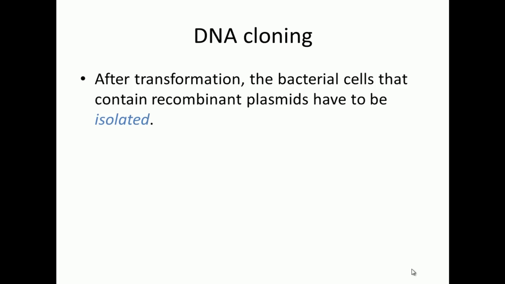After transformation, the bacterial cells that contain recombinant plasmids have to be isolated. The way that we often do this is we will insert a copper resistance or an antibiotic resistance, and we'll plate up the bacteria onto an environment with copper, and the ones that have taken up the copper resistance and hopefully the other gene of interest that we've put in, like human insulin, will grow on that copper environment. It's just a way of isolating which ones actually have taken up the plasmid.